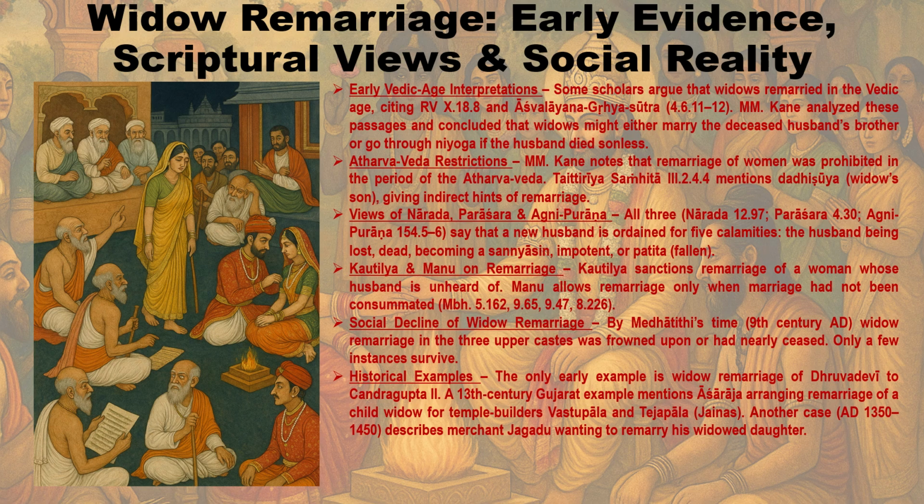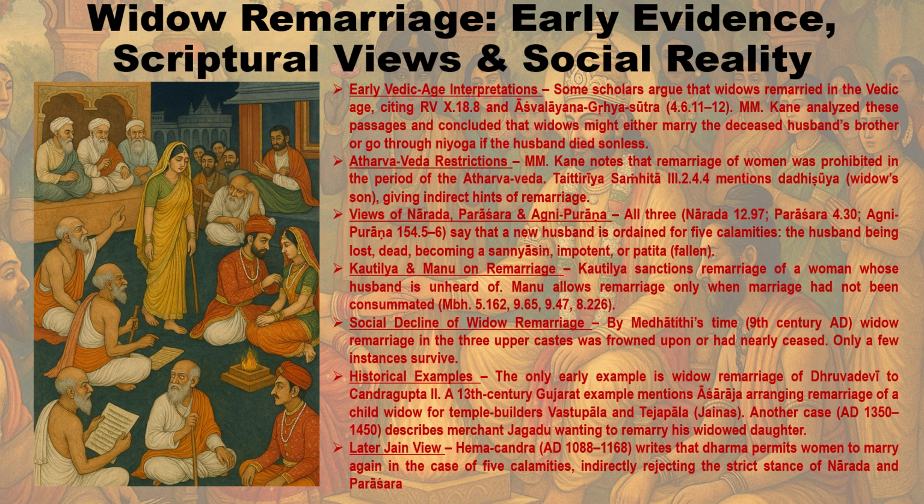Another case, in AD 1350 to 1450, describes the merchant Jagadu wanting to remarry his widowed daughter. Hemachandra writes that Dharma permits women to marry again in case of five calamities, indirectly rejecting the strict stance of Narada and Parasara.